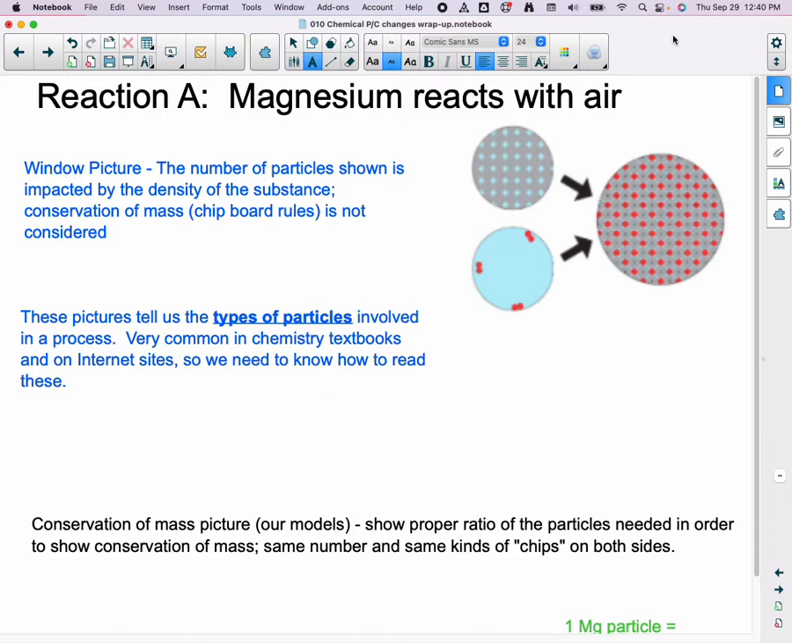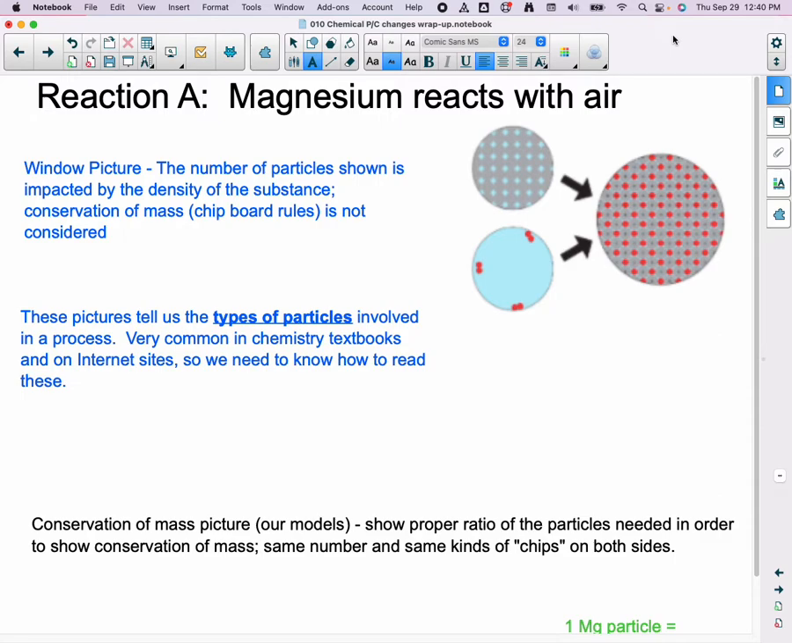A window picture is a picture where the number of particles shown is impacted by the density of the substance, and this chipboard rule or conservation of mass rules are not going to be considered. It's really just another way to model a chemical process. We've been going with conservation of mass models. This is just an alternative model for looking at what's going on in a process.